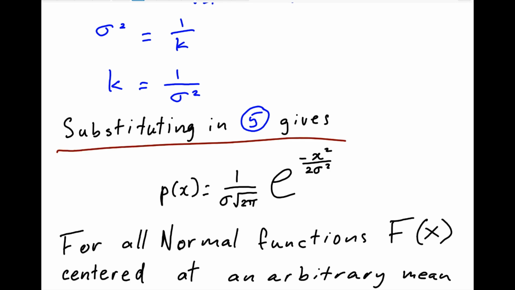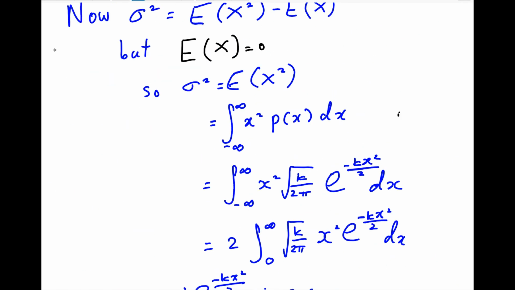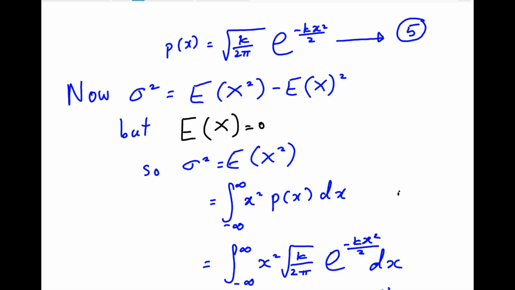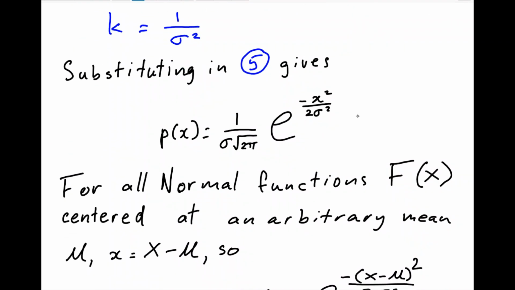That allows us, therefore, to substitute for k as 1 on sigma squared in equation 5. Well, equation 5 is just up top. So substituting for k here and there is going to give us our expression with no k, just sigmas. So that is our result. This is our probability density function for normal curves centered at 0.